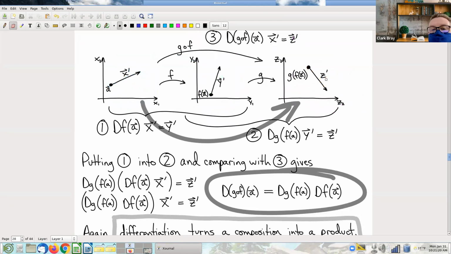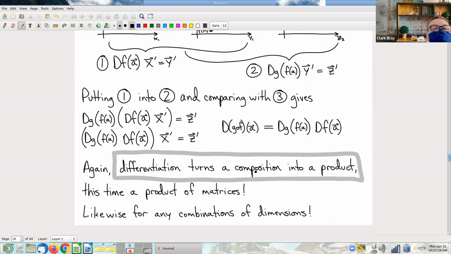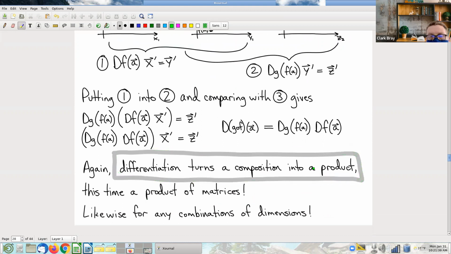Okay. All righty. So I think that's about where we were last time. And just as a reminder, I like to summarize this as differentiation turns a composition into a product. Right now, it's a product of matrices, as it turns out. But compositions turn into products. Okay. All right, so let's see an example.